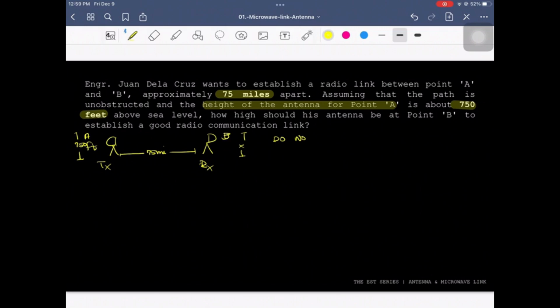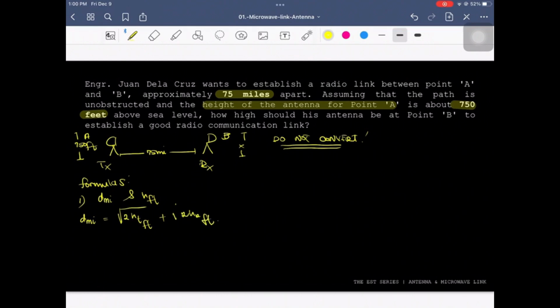Please do not convert anything sa problem na to. Instead, mamimili po tayo sa dalawang formulas na isusulat natin ngayon. So, alin sa dalawang formula ang gagamitin mo? So, it all depends sa unit na ibibigay sa'yo sa problem. If yung distance mo is in miles and yung height mo is in feet, the formula that you will use is this. D is equal to 2 times the height of the transmitter in feet, get the square root, plus 2 times the height of the receiver in feet and get the square root as well.